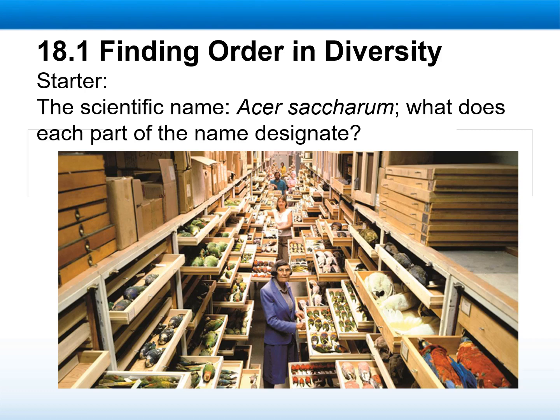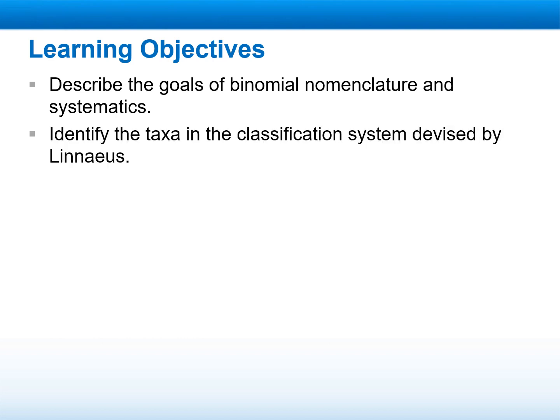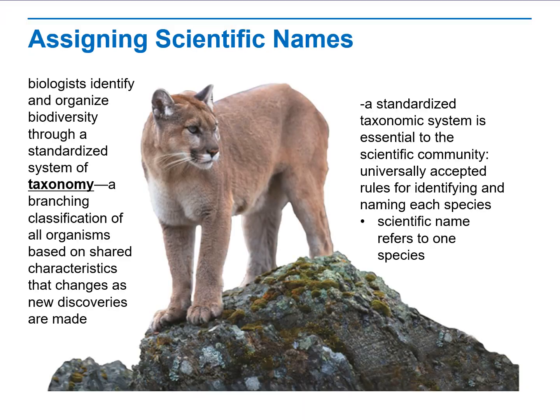So we're going to take a look at section 1 of chapter 18 called Finding Order and Diversity. And the starter question is the scientific name Acer rubrum. What does each part of the name designate? And there are two different things we're going to learn about. We're going to look at binomial nomenclature and systematics, and then we're going to identify each of the taxa within the classification system that Linnaeus came up with.